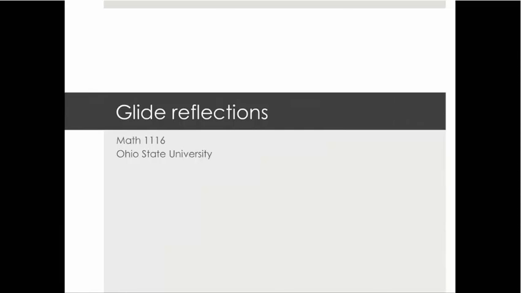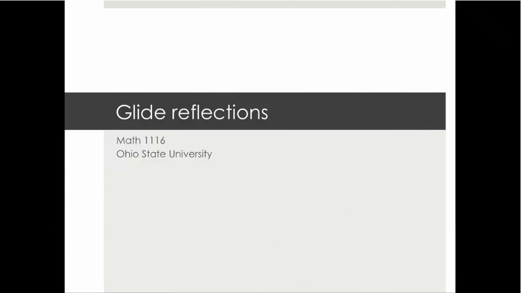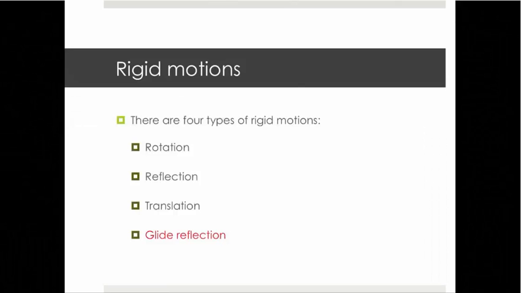We're still doing the first part of our unit on symmetry, which is to understand the 4 types of rigid motions in the plane. Now, we've learned about 3 of them already. We've learned about rotation, we've learned about reflection, we've learned about translation, and here I'm going to tell you about the 4th type. That 4th type is called glide reflection.